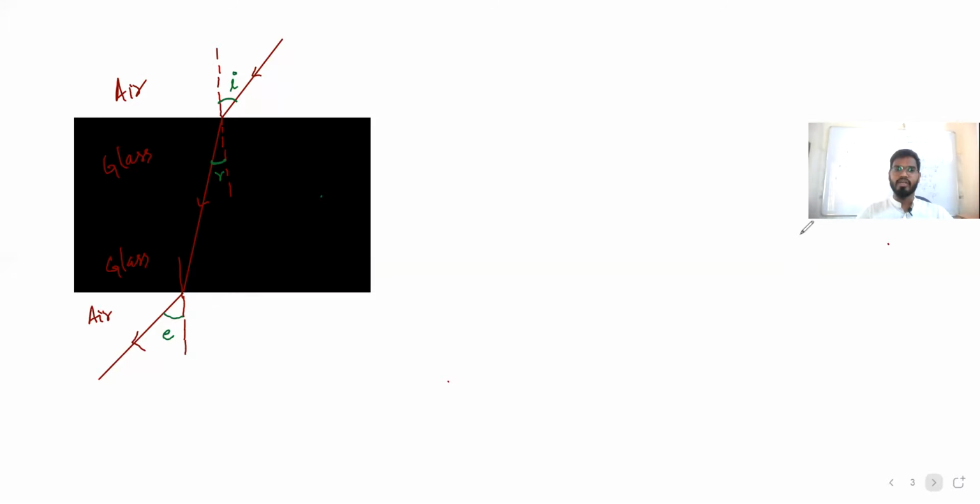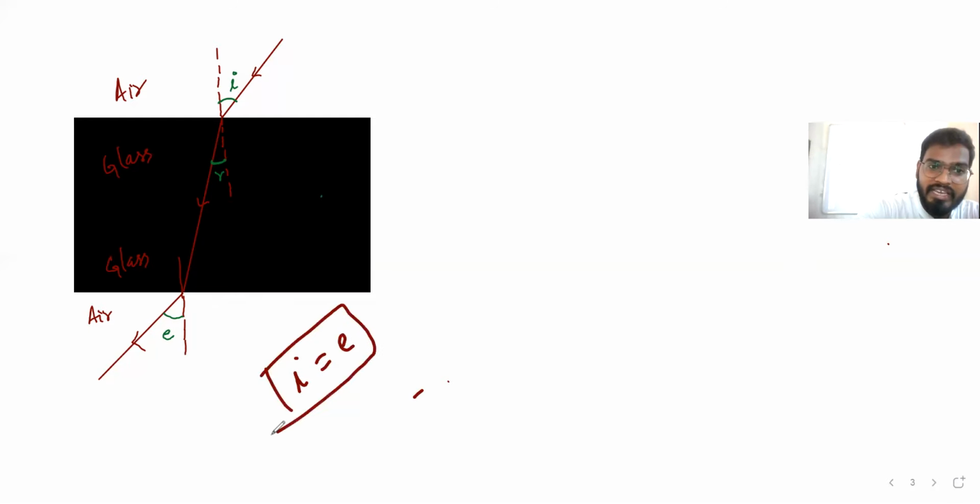So this is what I wrote. So angle I here, what will happen, guys? Angle I will be equal to angle R. Angle I is equal to angle E. E is what here? Emergent angle. Okay.